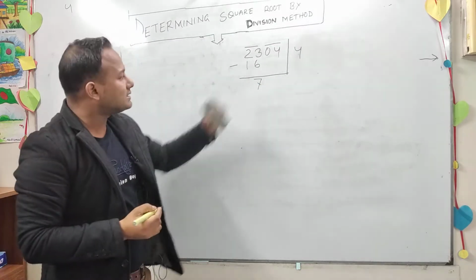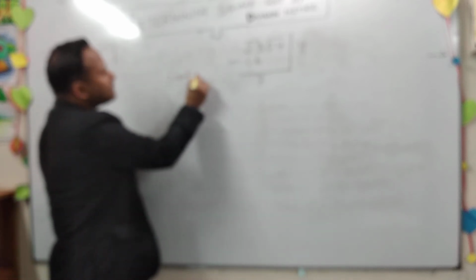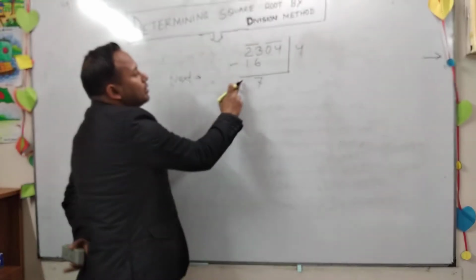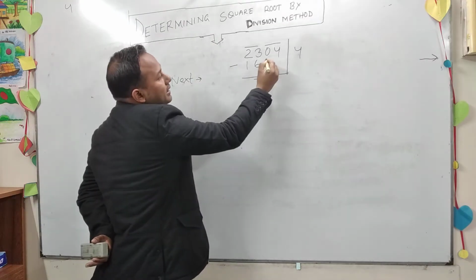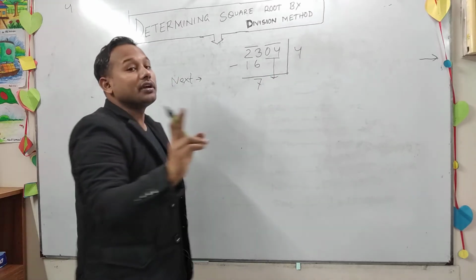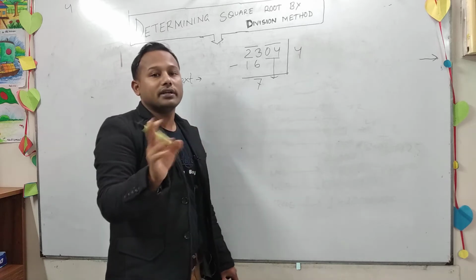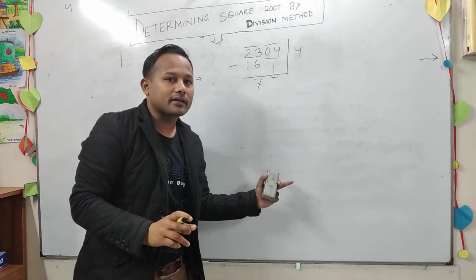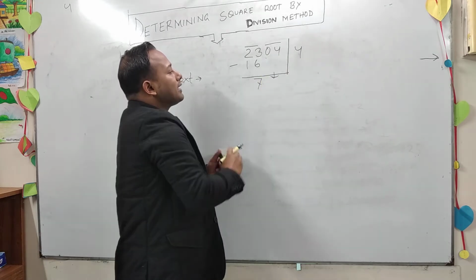We are going to have 7. Now what is our next task? Next, you have done up to this. Now you take this pair over here. In this square root division method, you cannot take one number. You will not take a single number. You will take a pair. So we have this pair, and this pair will come here.